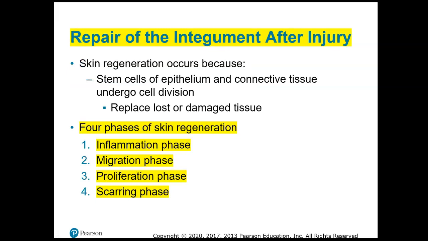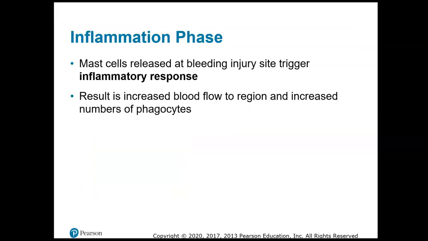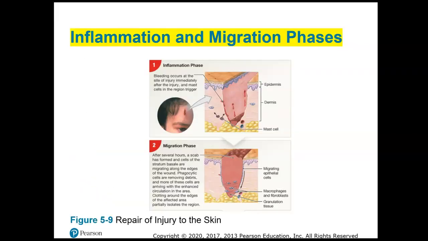Okay. As far as repair of the integument whenever it's injured, there are 4 phases of skin regeneration. Just make sure that you read through those phases and understand what happens during each phase. There's the inflammation phase. Remember, the 4 cardinal signs of inflammation are swelling, heat, redness, and pain. There's the migration phase, proliferation phase, and the scarring phase. So read through those. I'm just going to go through the illustrations here.